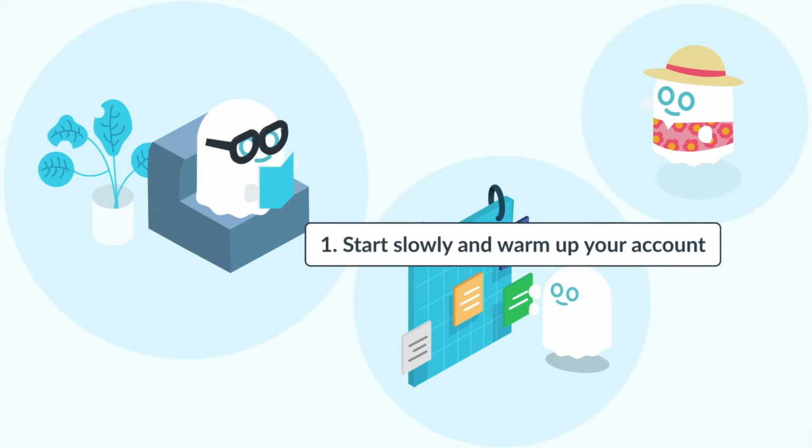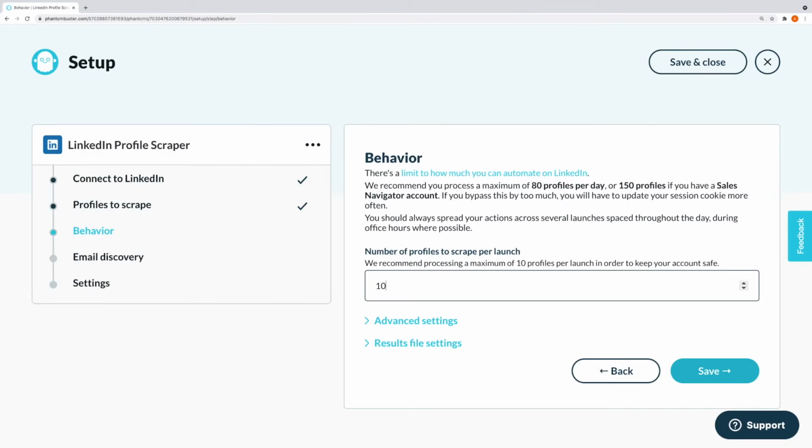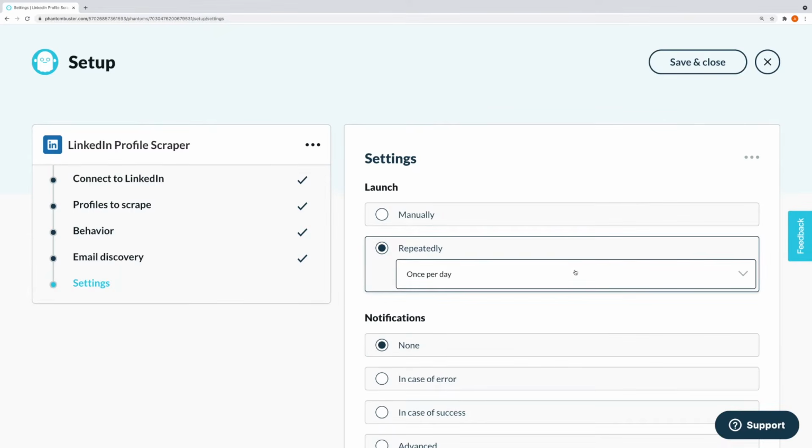First, always start slowly and warm up your account, meaning that you build up the amount of actions you're doing over time, especially if you weren't super active on your account before. Secondly, always spread your actions out throughout the day, meaning that you do things in small batches at different time intervals, and try to keep your launches within daytime hours.